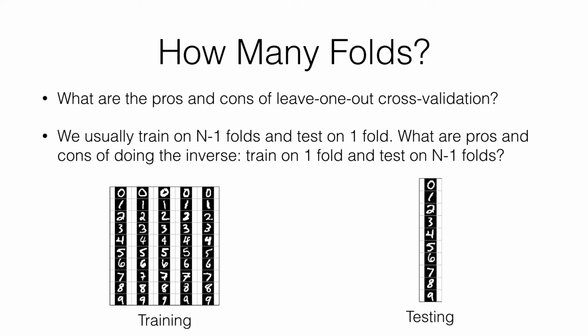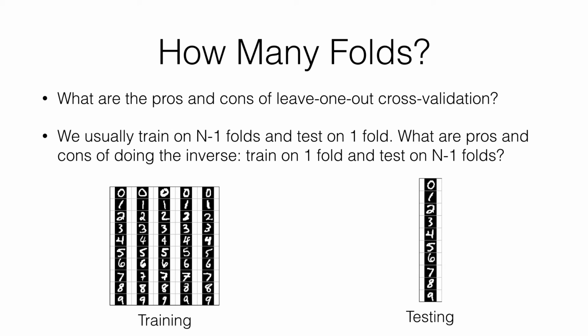So you should think about what are the pros and cons of leave one out cross validation, and relatedly, why would we be interested in different folds, using fewer or more folds?